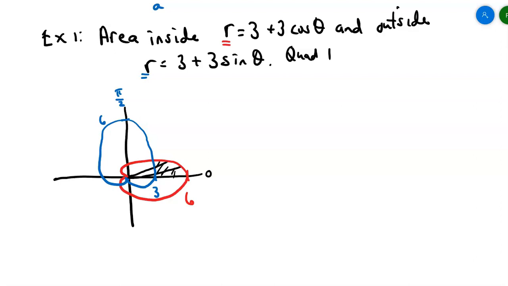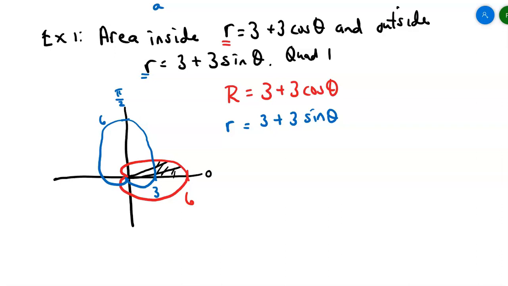Now can you see that the red one is the big R, because that's the one that's furthest away? So that's going to be your 3 plus 3 cosine theta. And then your little r is the blue one. The little r is your 3 plus 3 sine theta. Because you're looking for the one that's farthest away and the one that's closest. The red one is the one that's farthest away from the pole. The blue one is the one that's closest.